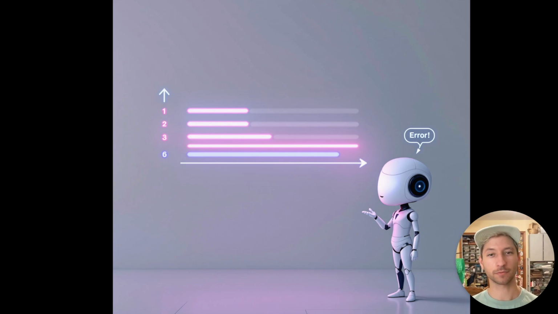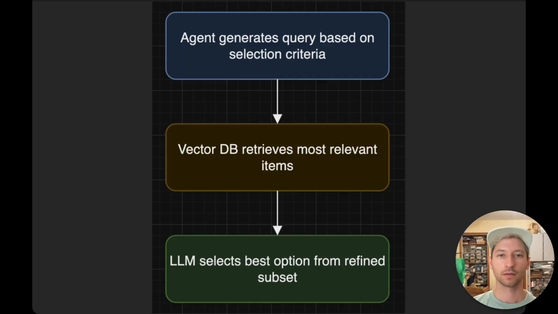It's hard for LLMs to choose an item from a very long list of options. They tend to give more weight to the beginning and the end of the list, and sometimes they hallucinate items that are not in the list. This can be solved with a RAG, Retrieval Augmented Generation Agent Flow.